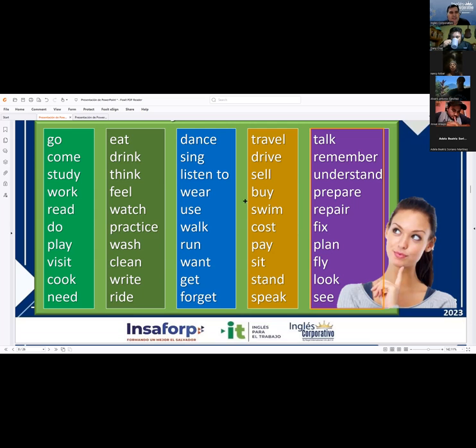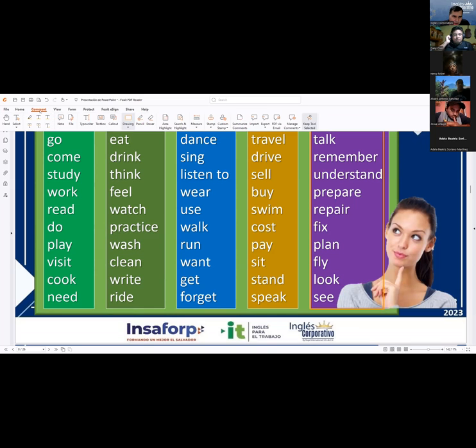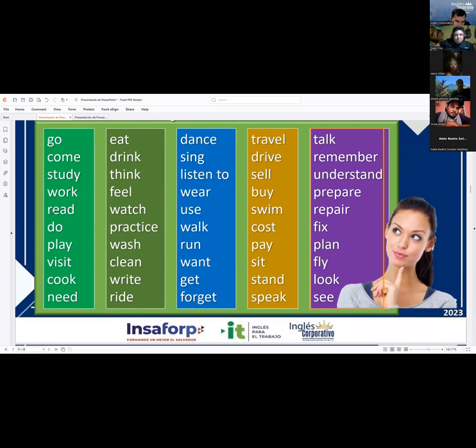Let's combine some verbs with the same sounds. For example, you see these verbs. We have read, eat, feel, clean, need. Speak. No, these are different. So we have read, eat, clean, speak. Read, eat, clean, speak.